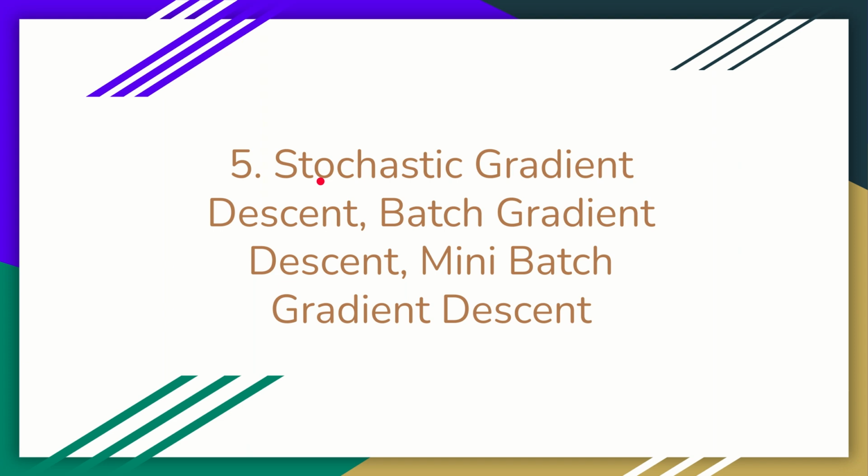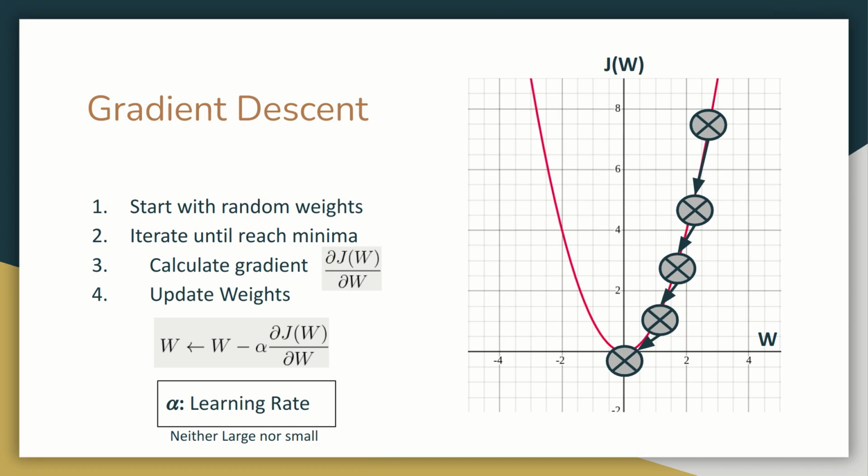So in this lecture, we'll be looking at the concept of stochastic gradient descent, batch gradient descent, and mini batch gradient descent. In the previous video, we looked at how we can train our neural networks using backpropagation and simple gradient descent. And this lecture will be diving much deeper into the concept of gradient descent.